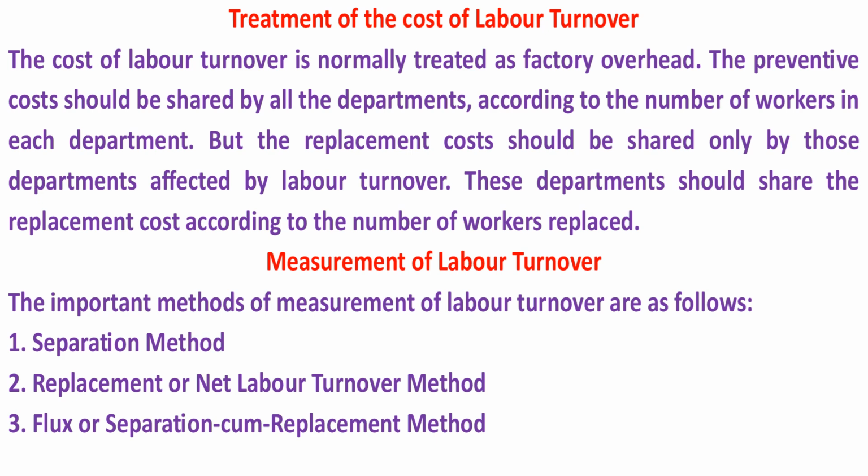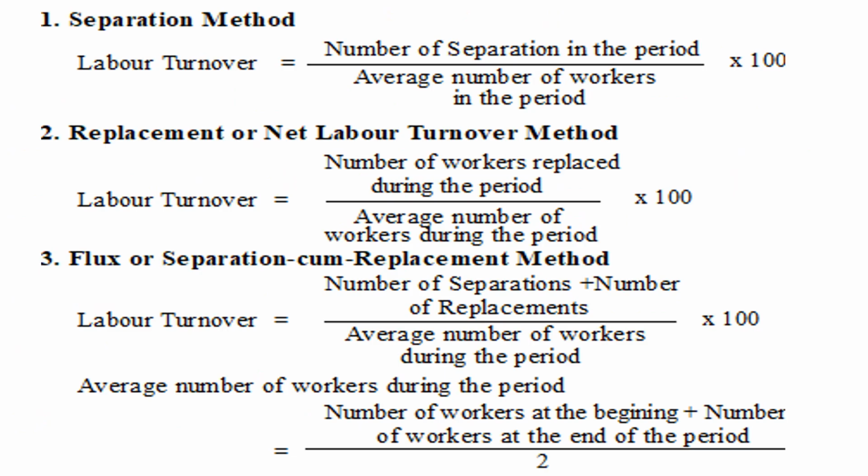Measurement of labor turnover. The important methods of measurement of labor turnover are as follows. 1. Separation method. 2. Replacement or net labor turnover method. 3. Flux or separation cum replacement method. 1. Separation method. Labor turnover equals number of separations in the period divided by average number of workers in the period into 100.